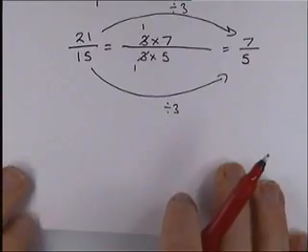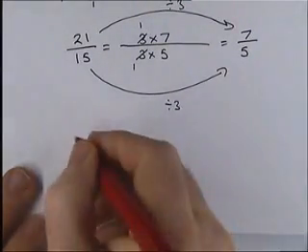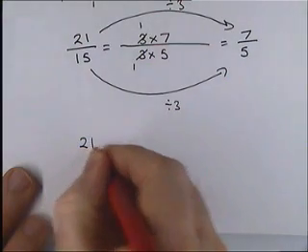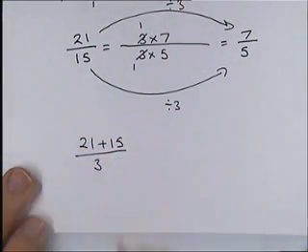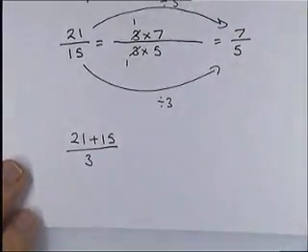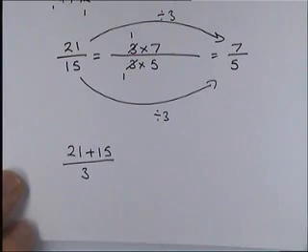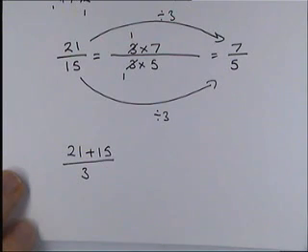Now I want to look at the next biggest mistake that we see students make, and it's on questions like this: 21 plus 15 divided by 3, or 21 plus 15 over 3. Now, instinctively you'd say, well, let's add the values on the numerator first and then cancel.